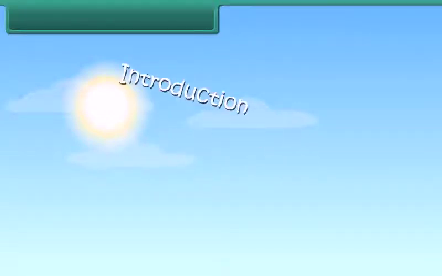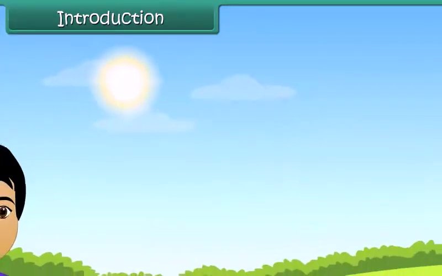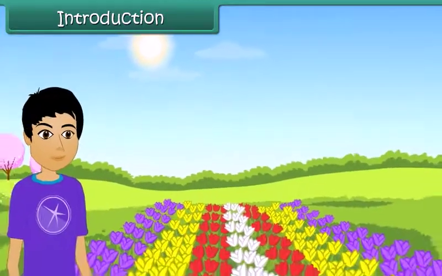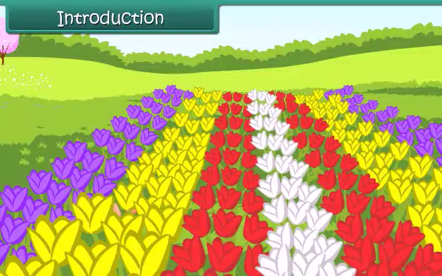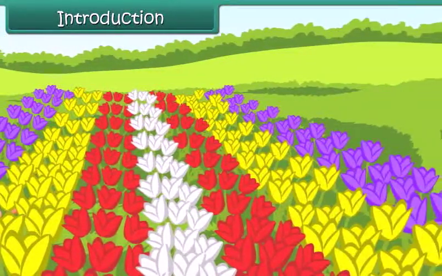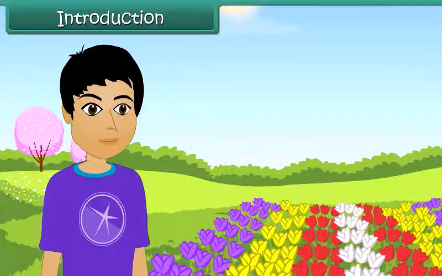Introduction. Today's holiday. Vishesh comes to Mughal garden where he sees row after row of bright-colored tulips in full bloom. He finds the colorful view pleasing to the eyes. Vishesh is also quick to notice a pattern in the tulips.